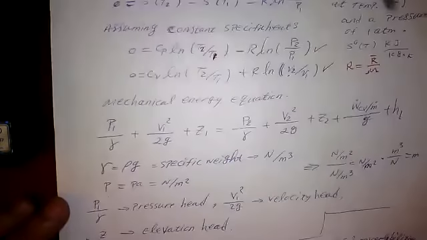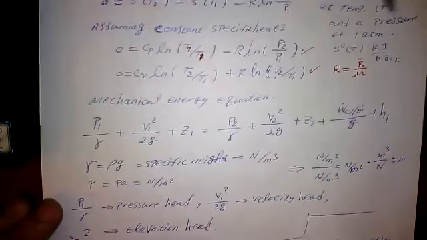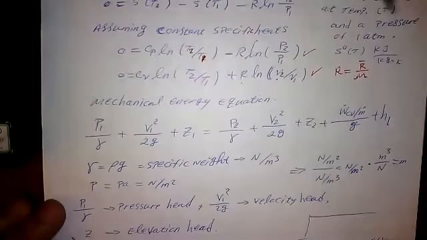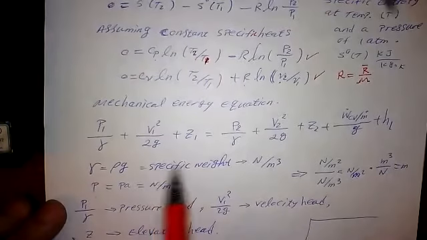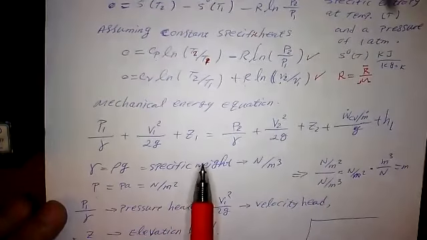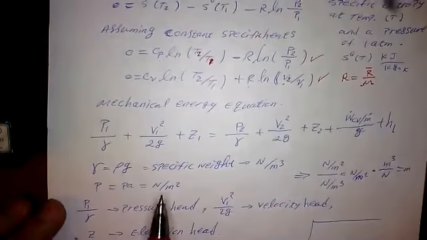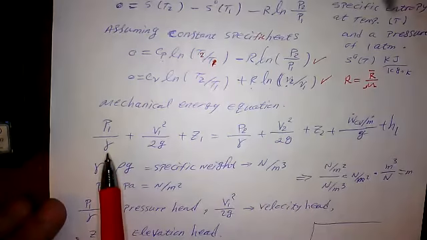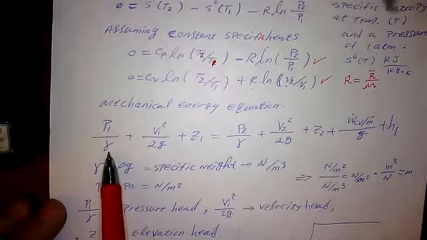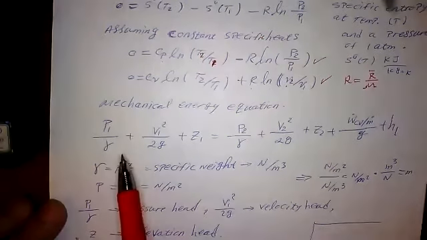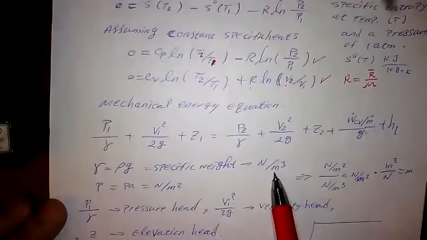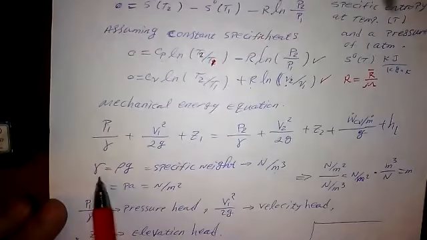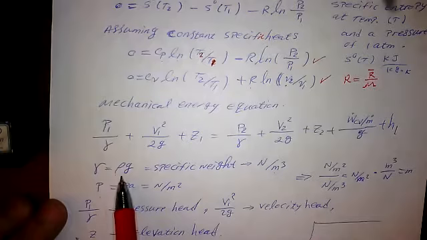Then the mechanical energy equation, which I already went over; I'm just summarizing it. We have an energy balance, and when we simplify this equation, it ends up being the Bernoulli equation. The mechanical energy equation has pressure over gamma. Gamma is the specific weight of the substance, with a unit of Newton per cubic meter. Specific weight equals the density times gravitational acceleration, rho g.